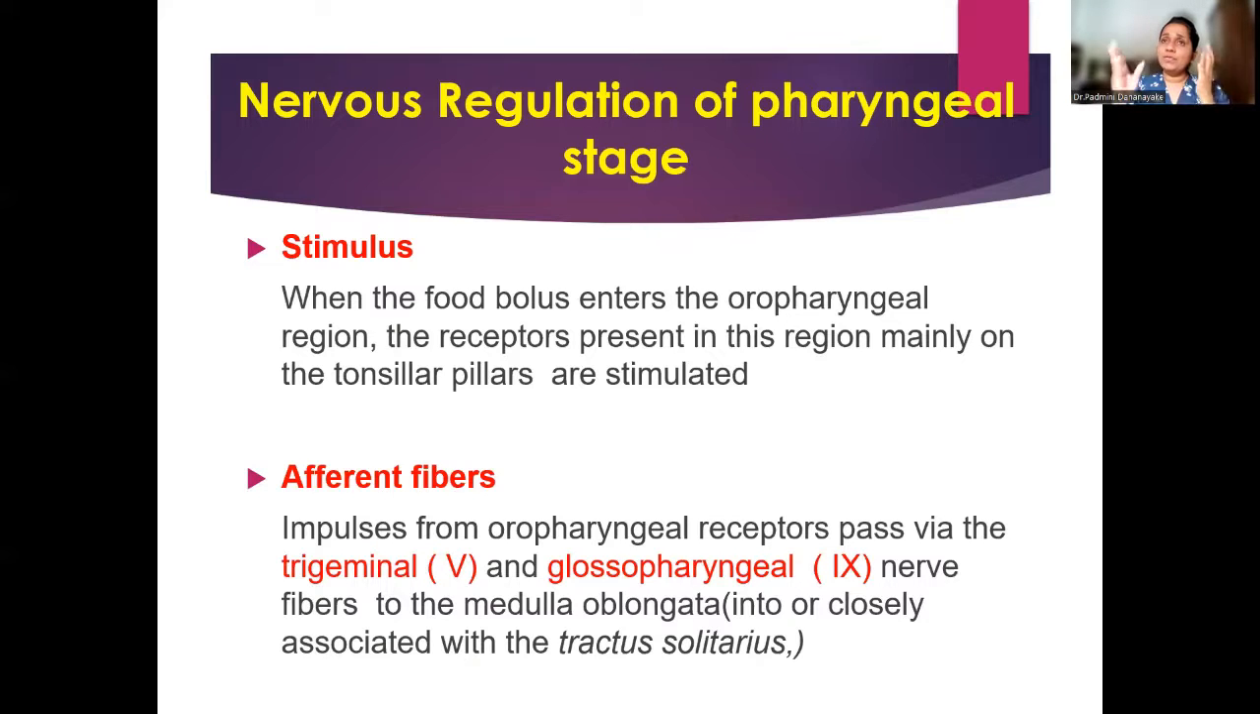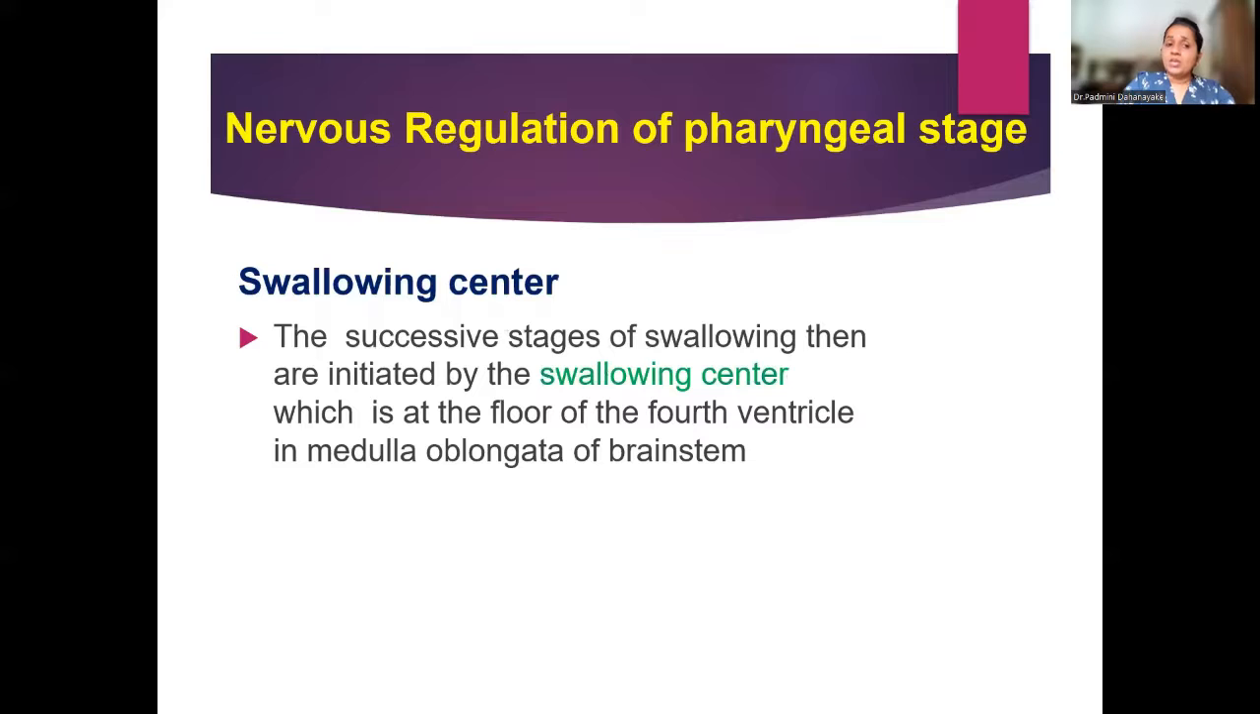What is the stimulus now for the pharyngeal stage or the swallowing reflex? When the food bolus enters the oropharyngeal region, the receptors present in this region, mainly on the tonsillar pillars, are stimulated. Then afferent fibers carry the signals to your brainstem. Two cranial nerves are involved here. The first one is the trigeminal nerve. The next one is the glossopharyngeal nerve. And the signals go to your medulla oblongata. There, one part of your brainstem has the swallowing center, which is in the floor of the fourth ventricle.